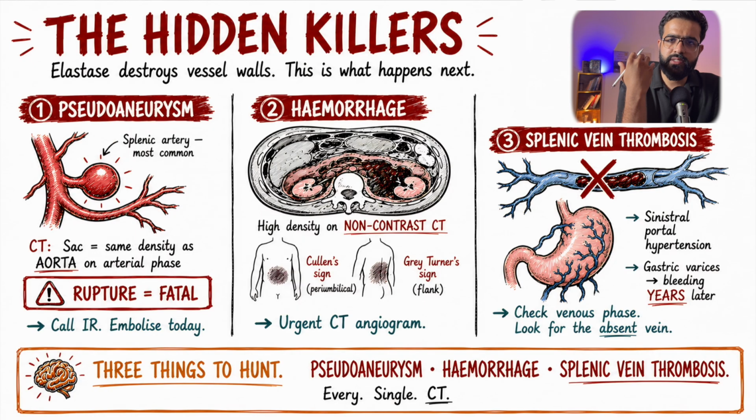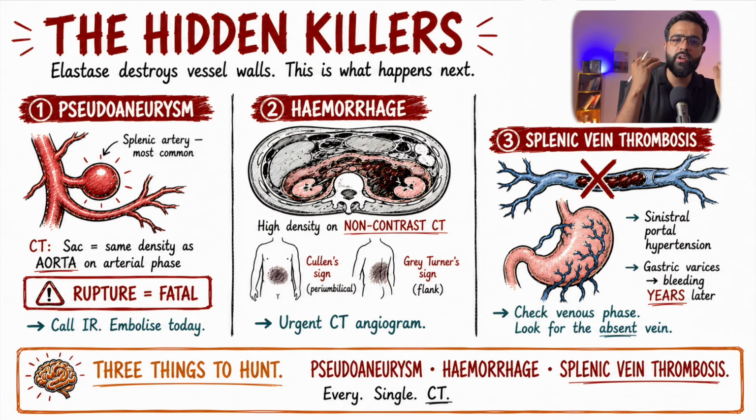Then there is venous thrombosis. Splenic vein is the most commonly affected one. Also the portal vein and superior mesenteric vein. The consequence is sinistral portal hypertension. You get gastric varices, which can bleed years later. So look for it on the venous phase, absent opacification of the splenic vein.